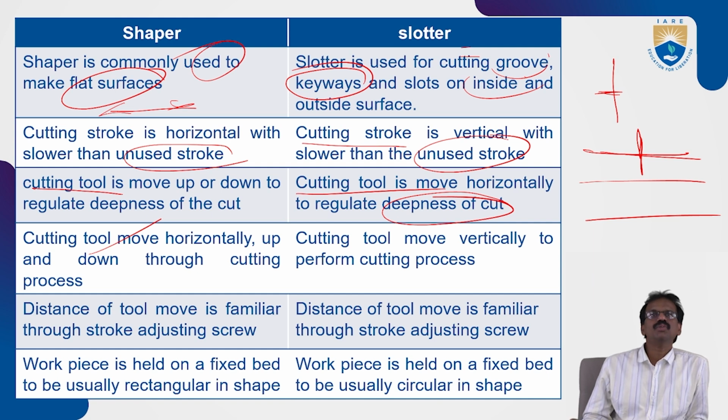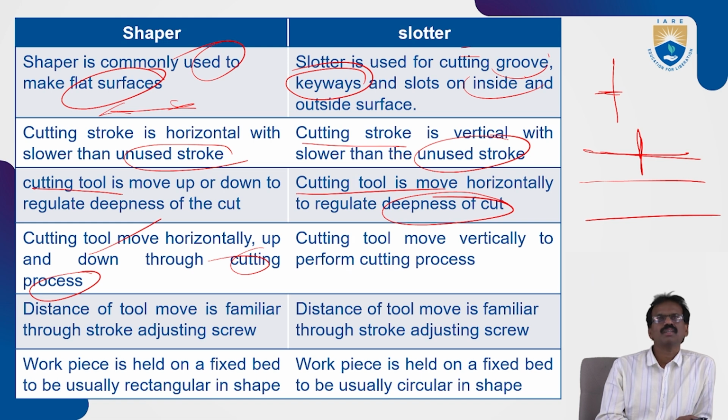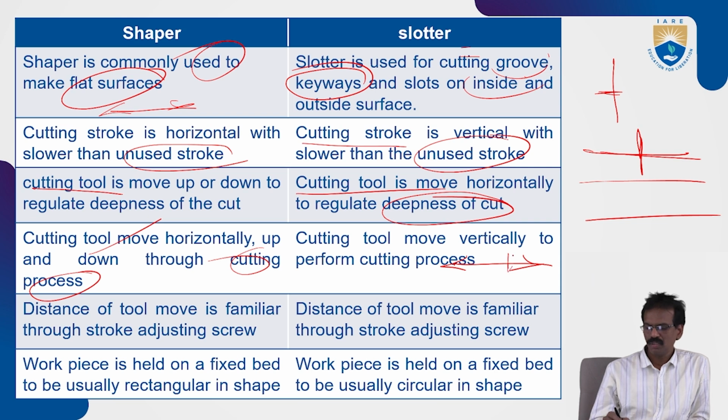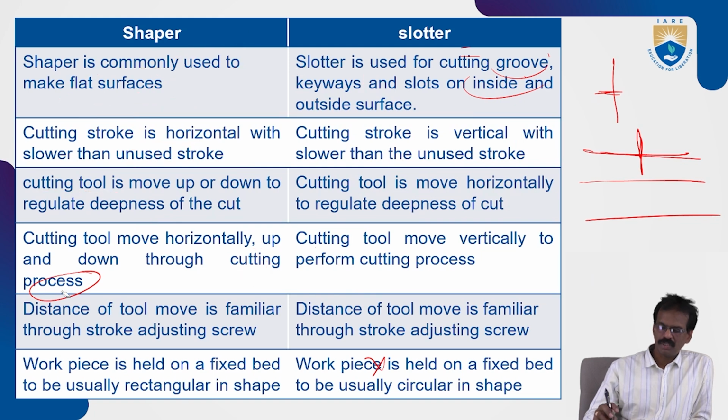Next point, the cutting tool moves horizontally in the shaping machine, we know this one, and feeds up and down through the cutting process. Okay, you know this one. This is the horizontal movement. For the feeding, it moves up and down. Here, in the slotter, also the vertical movement is the cutting movement. For the feeding, it moves horizontally. Okay, so that is the main difference between the shaping machine and the slotting machine. We'll see a few more points regarding this one.